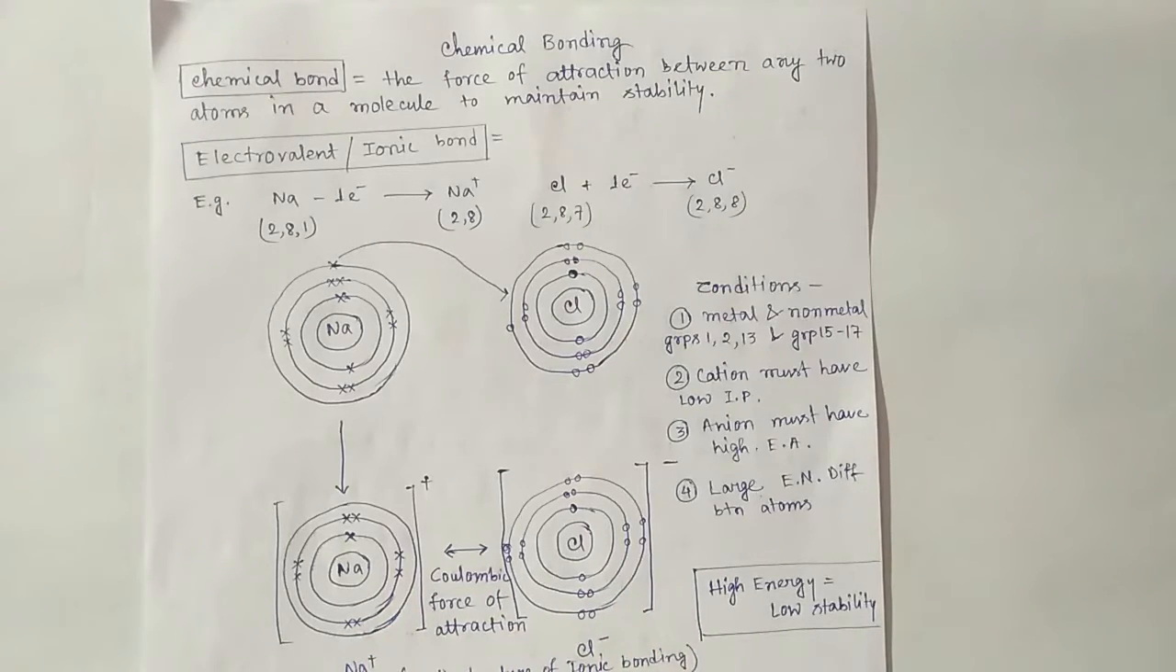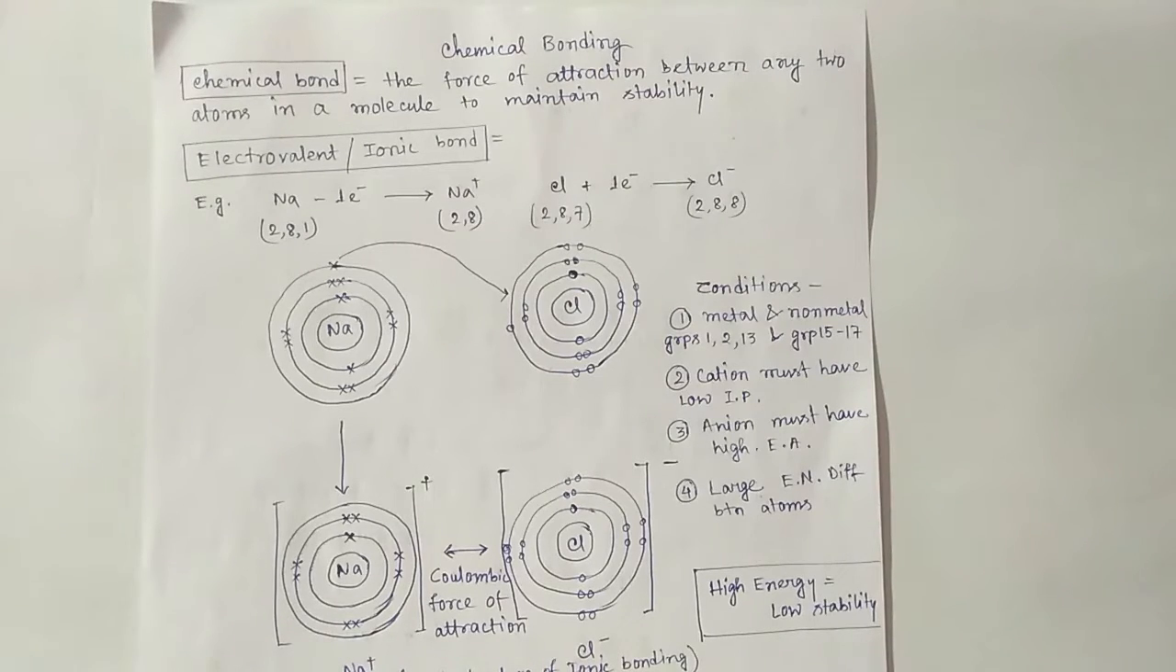Now there will be a chemical bond, and this bond is nothing but the Coulombic force of attraction, because we know that two opposite charges always attract each other, while two similar charges always repel each other. That is why there is a Coulombic force of attraction between them. So this is the orbital structure of ionic bonding.